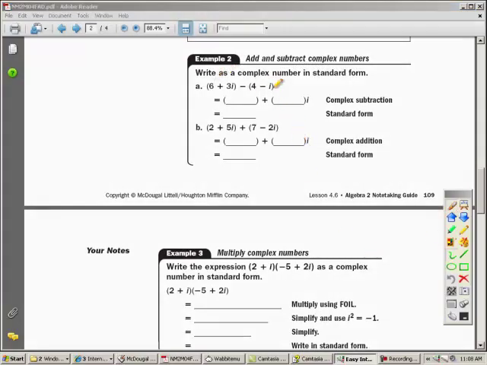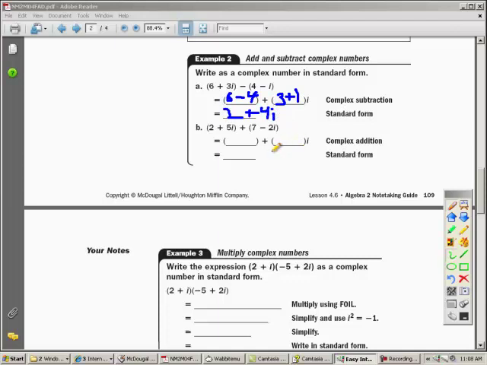So if I'm going to subtract these, I take the real parts, 6 and 4. 6 minus 4, that's 2. And then I take the imaginary parts, 3i minus negative i, so it's 3i plus i, or 3i plus 1i. 3 plus 1 is 4, so I end up with 2 plus 4i.